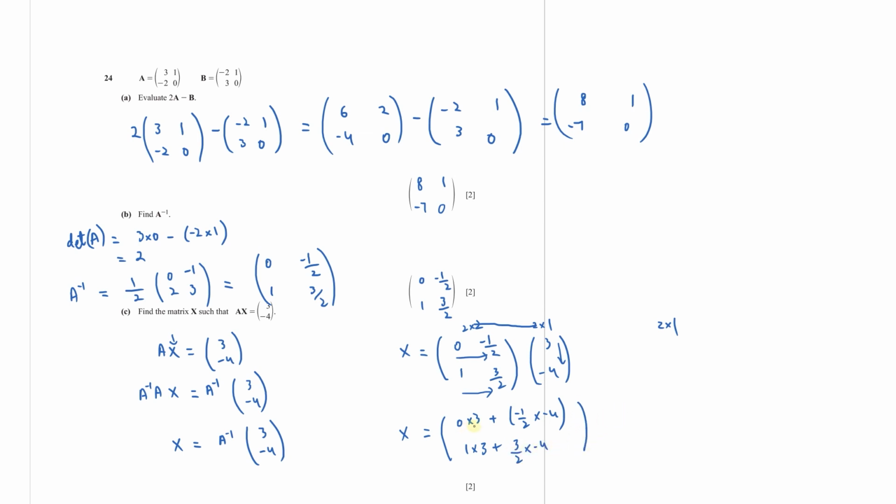So you will get 0 into 3 is 0, plus this minus and minus becomes positive. 4 over 2 is 2. So this is 2 and this is 3. This 2 will cancel out with this 4. So this is 3 and this is minus 6. So 3 minus 6 is minus 3. So your X matrix is 2 minus 3.